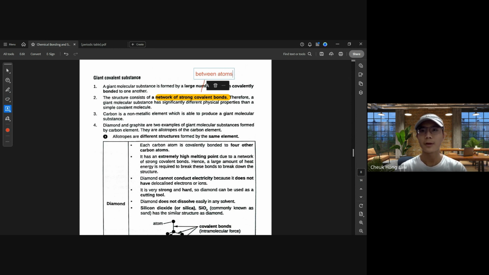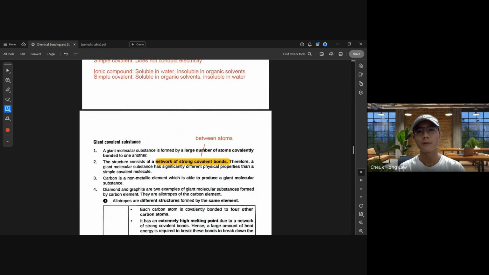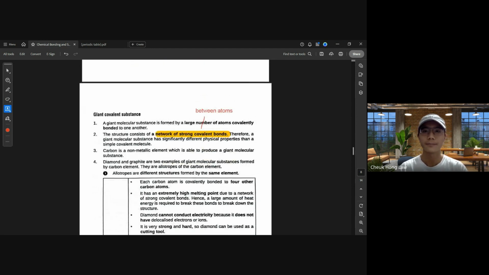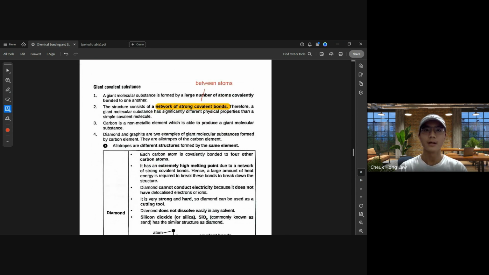Okay, it sounds very obvious, right? Between the atoms, but no, because simple covalent substances have weak intermolecular forces between the molecules. So for simple covalent, it's between the molecules. But for giant covalent, we talk about between the atoms. They have strong covalent bonds. Okay, that's why giant molecular substances have different physical properties compared to simple covalent molecules.